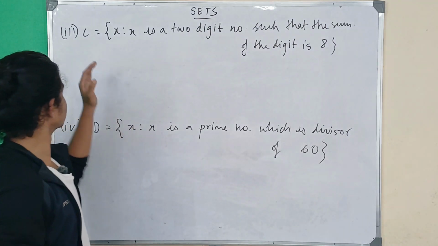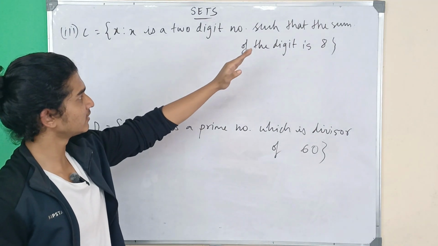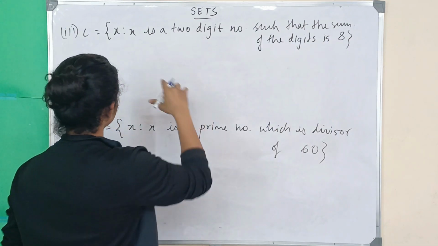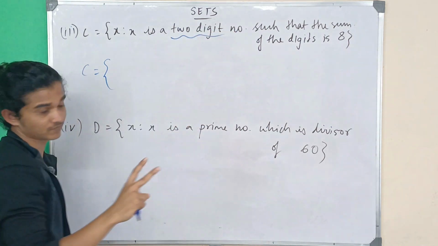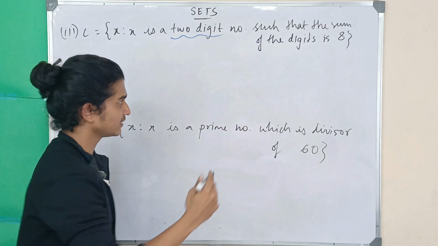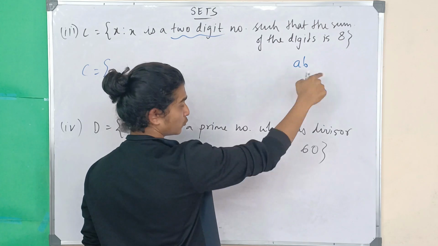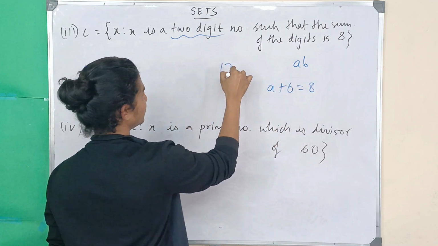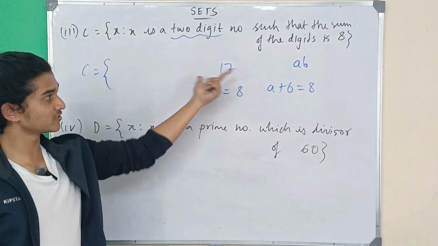So the next one is C, the set of all x such that x is a 2-digit number such that the sum of the digits is 8. So they are trying to give the clue. The elements are two-digit numbers, and if you add the digits, you should get the sum as 8. Basically, suppose you have a b as your number, and if you add those two digits, a plus b should give you 8. For example, if I take 17, 1 plus 7 should give me 8 because 1 plus 7 is 8. So these are the type of numbers which I need to include in my set.